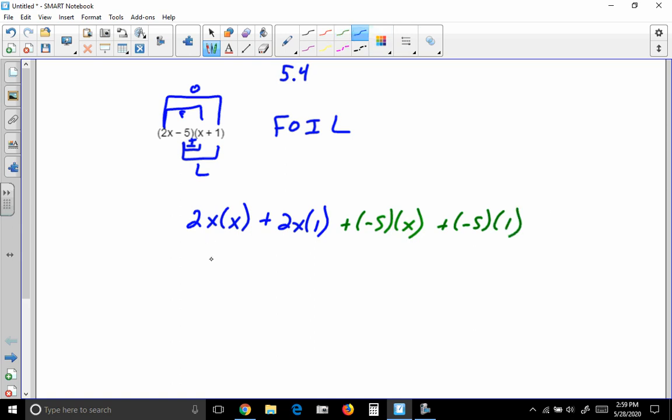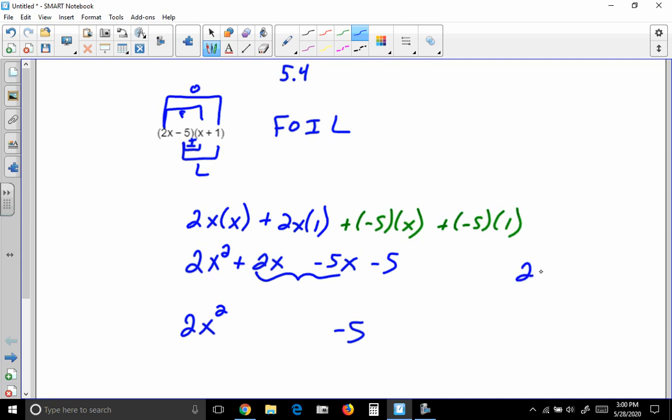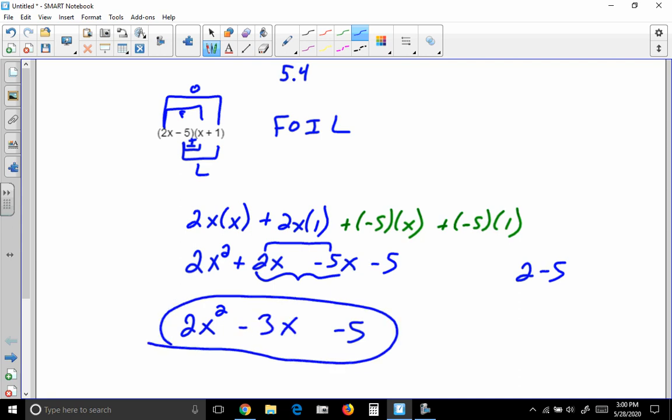So x times x is x to the second, so 2x to the second. 2x times 1 is still 2x. Negative times positive is negative 5 times x, and negative times positive is negative 5. So if we combine the terms that are alike, we bring down the 2x squared, we bring down the minus 5, and we combine those. Those are both x to the first. So 2 minus 5 tells us how many x's. So minus 3x. So that's the first one. Again, just a review from the last section.